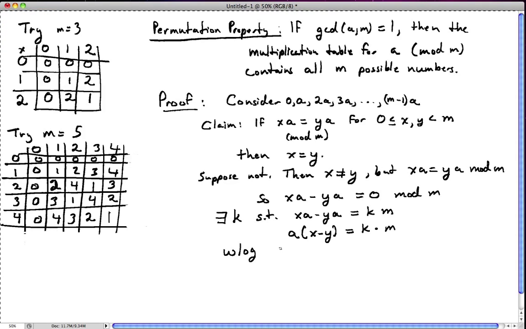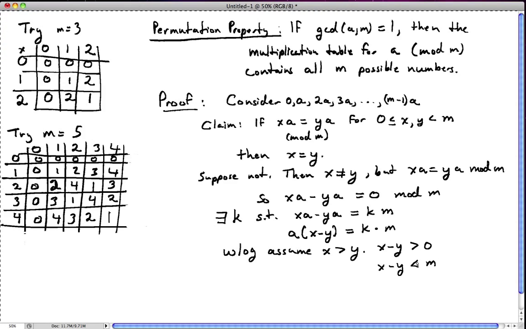Without loss of generality, let's assume that X is greater than Y. Why? Because it doesn't really matter. We said X does not equal Y. Let's just say X is the bigger one. So then, X minus Y is greater than 0, because when you subtract a smaller number from a bigger number, you get a number that's greater than 0. And we know that X itself is smaller than M, so X minus Y also must be smaller than M. So X minus Y can't actually reach M.